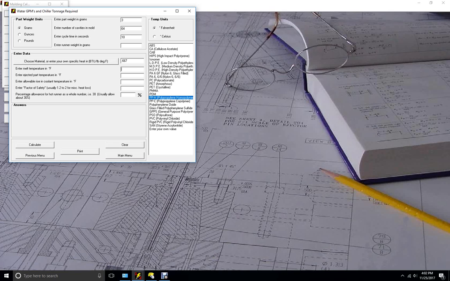The melt temperature for this material is generally around 450 degrees. And we'll say an ejected part temperature of 170 with an allowable rise in the coolant temperature from one end of the mold to the other of 2 degrees, so we keep it very uniform across the entire mold. And then there's a space there for factor of safety. You don't have to put anything in there. Usually it's around 1.2 just for miscellaneous heat loss, and I'll put 1.2 in this particular case.